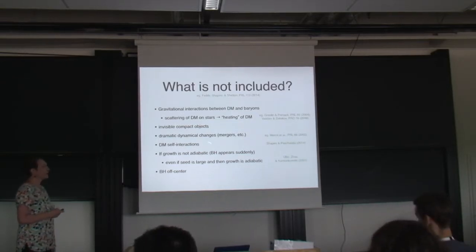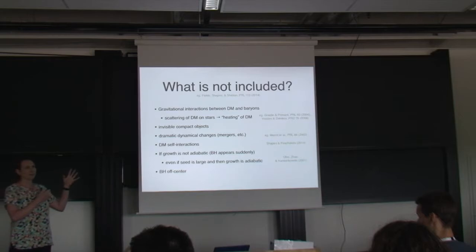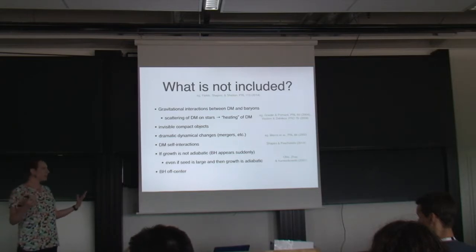Dark matter self-interactions might affect the profile. If the growth is not adiabatic, so this whole thing relies on the fact that the growth of the black hole is adiabatic, which is pretty slow.